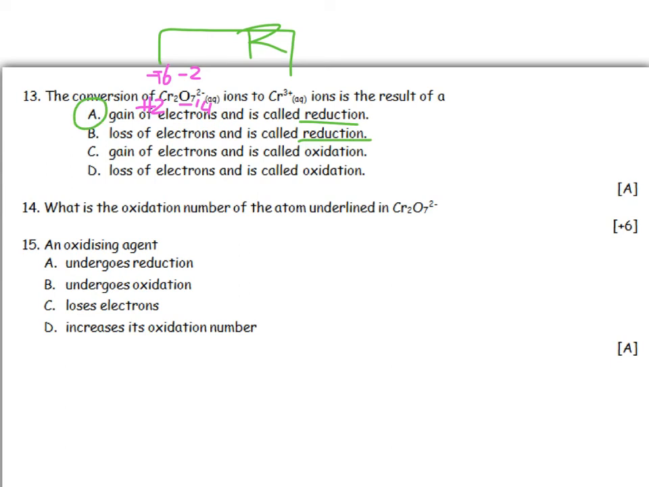What is the oxidation number of the atom underlined? And it didn't get underlined, which is very sad, but it is the chromium ion. And the oxidation number for that is +6. And finally, an oxidizing agent undergoes reduction. Yep, that's the truth. An oxidizing agent is therefore going to gain electrons, not lose electrons, and its oxidation number is going to be reduced, is going to go down.